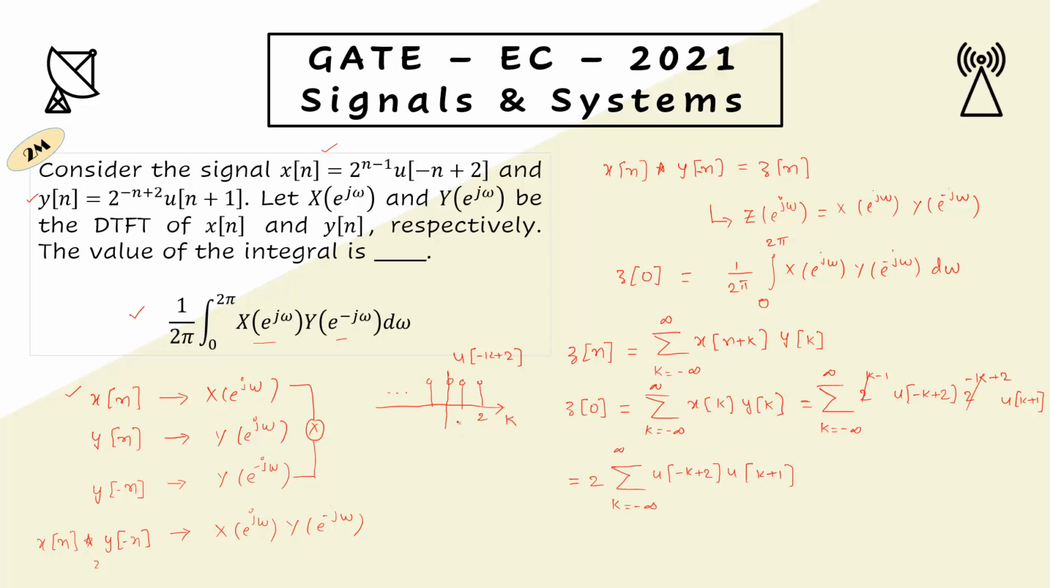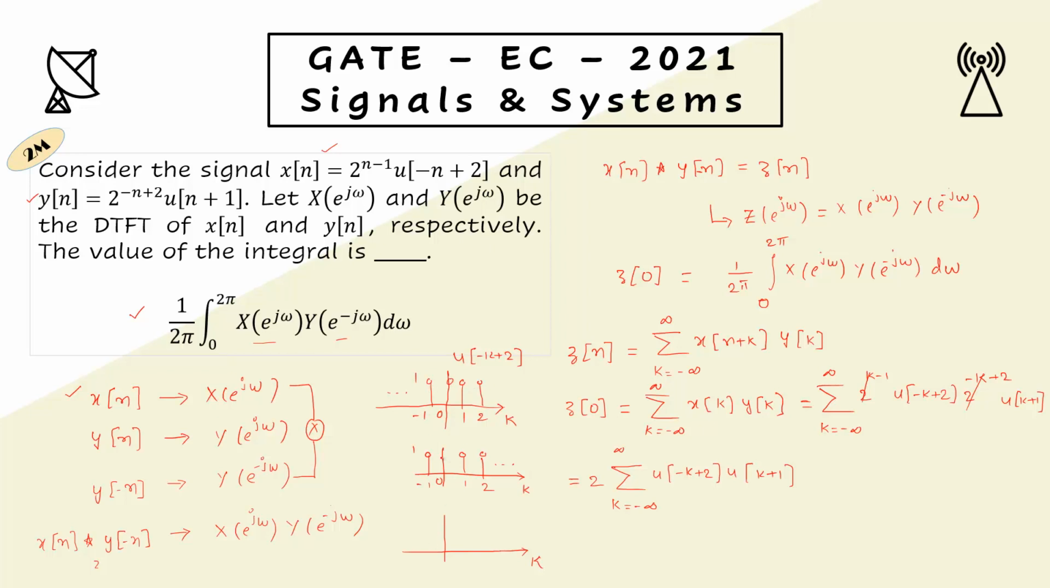We want u of k plus 1, so this is 1, 0, minus 1 and so on. And what is u of k plus 1? That is a unit step function from minus 1 to infinity. So it looks like this. The amplitude is 1, here also amplitude is 1. If you multiply these two signals, how does the plot look? The overall signal will exist from minus 1 to plus 2. Before minus 1 the product is 0, after 2 the product is 0, and the amplitude of each sample is all 1.